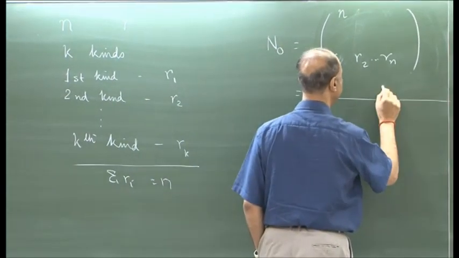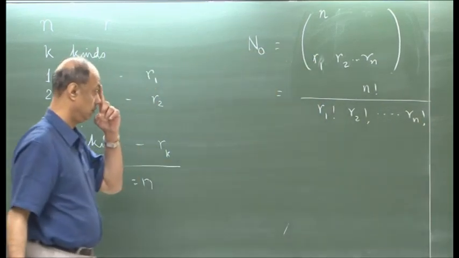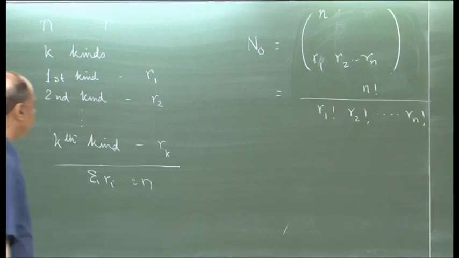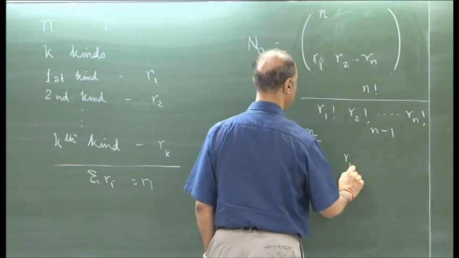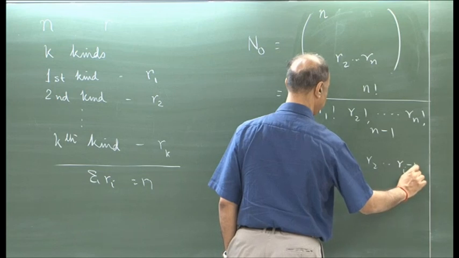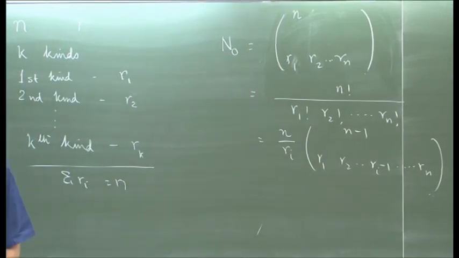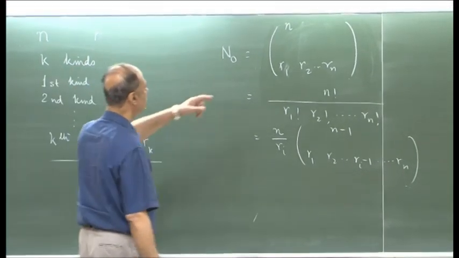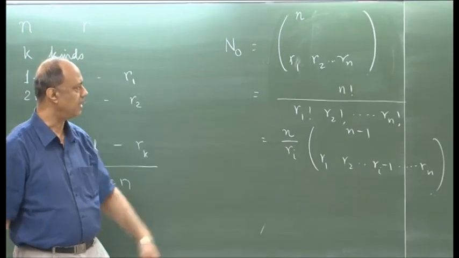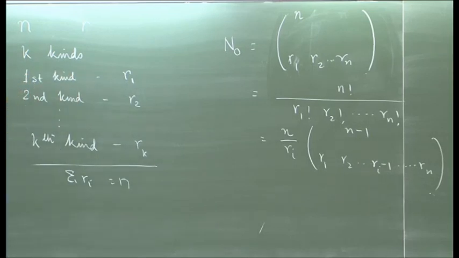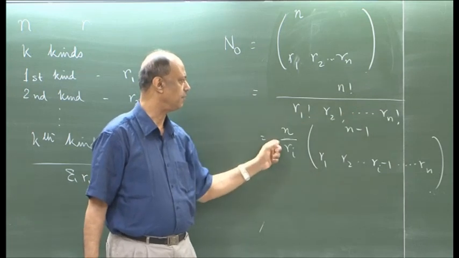This is nothing but n factorial over R1 factorial, R2 factorial, Rn factorial. And this can be written as n over Ri times (n minus 1) over R1 factorial, R2 factorial, (Ri minus 1) factorial, Rn factorial. I have just taken one Ri out from here, so it has become Ri minus 1.